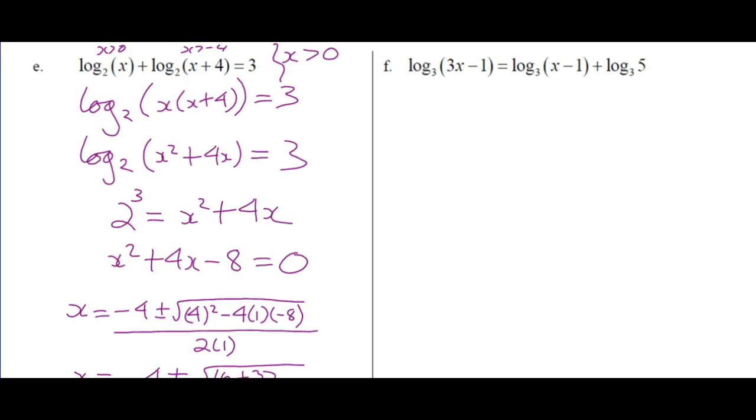All right, what do we do? First there's restrictions, right? So x is greater than 1, x is greater than 1/3. So what's it going to be? Greater than 1. So here, x is greater than 1/3, x is greater than 1.